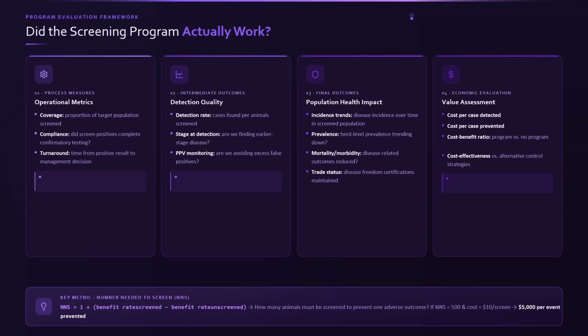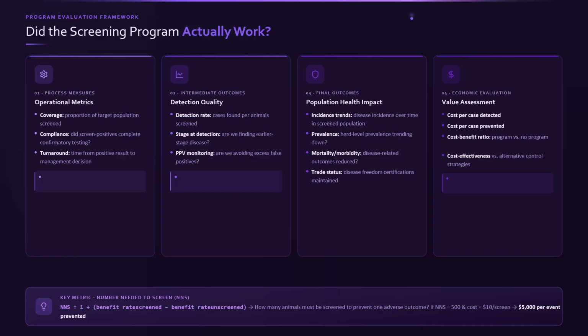Third, final outcomes. Population health impact, and this is what we actually care about. Is disease incidence trending down over time? Is herd level prevalence falling? Are disease-related mortality and morbidity dropping? And for regulated diseases, are we holding on to the trade status and disease freedom certifications that carry real economic weight?